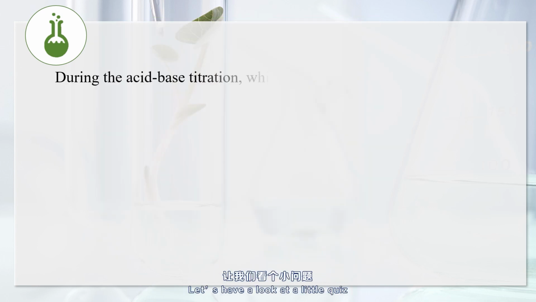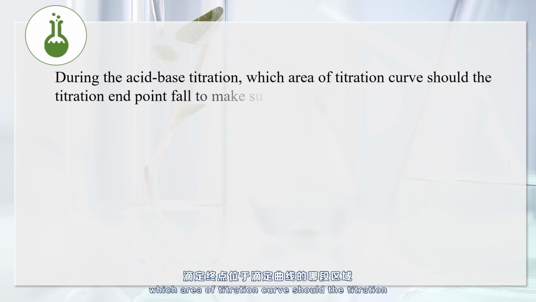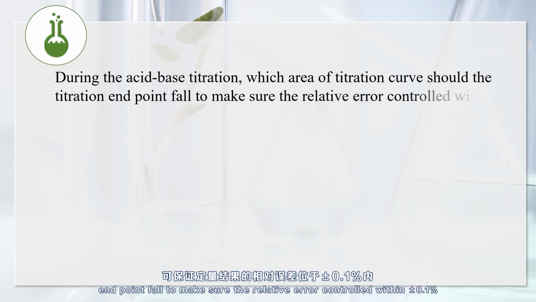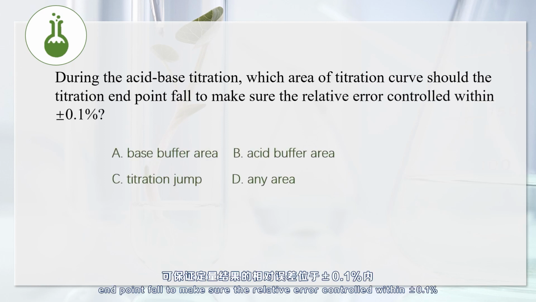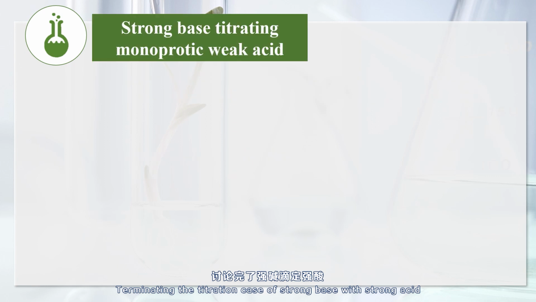Let's have a look at a little quiz. During the acid-base titration, which area of the titration curve should the titration endpoint fall in to make sure the relative error is controlled within 0.1%? A. Base buffer area. B. Acid buffer area. C. Titration jump. D. Adding area.